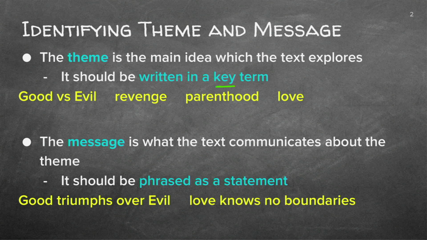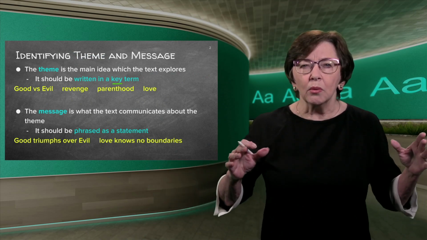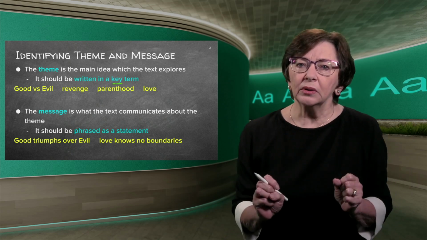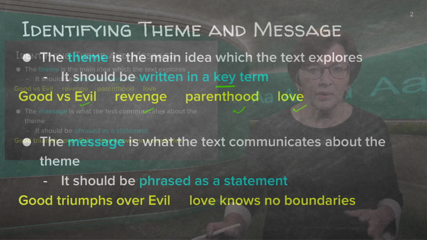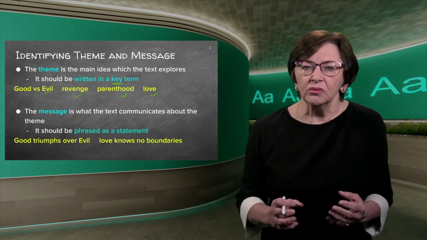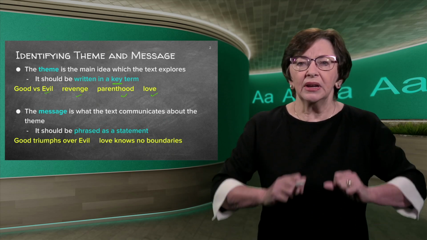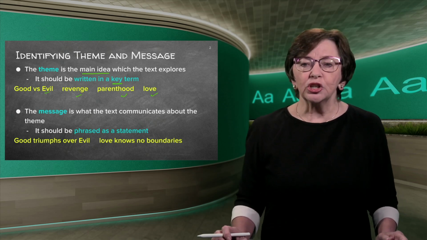You're not going to have a long sentence to describe a theme. You're going to look at this text as a whole and say, what concepts are explored in this text? It might be good versus evil. Can you see how broad that term is? It's really like the essence. It might be revenge. It might be parenthood. It might be love. Now, you all know how varied the concept of love is, but love is the essential theme. Parenthood doesn't say anything about parenthood, just parenthood. It's a theme, it is the main idea, the essence that's explored in the text.